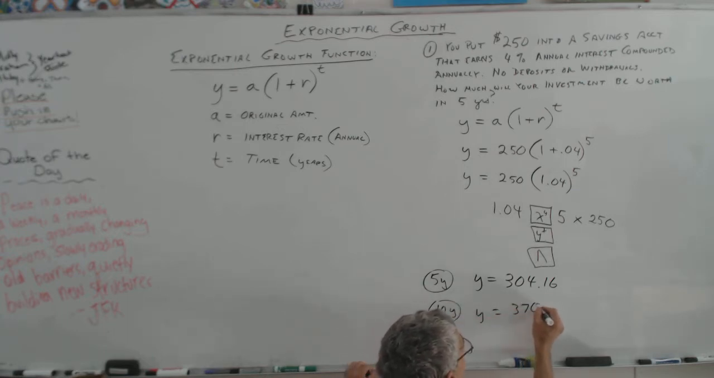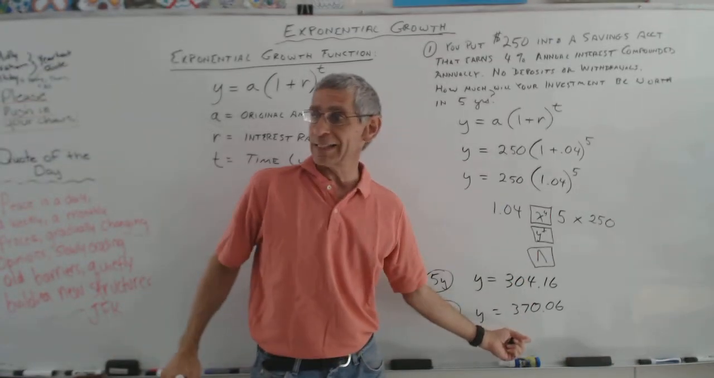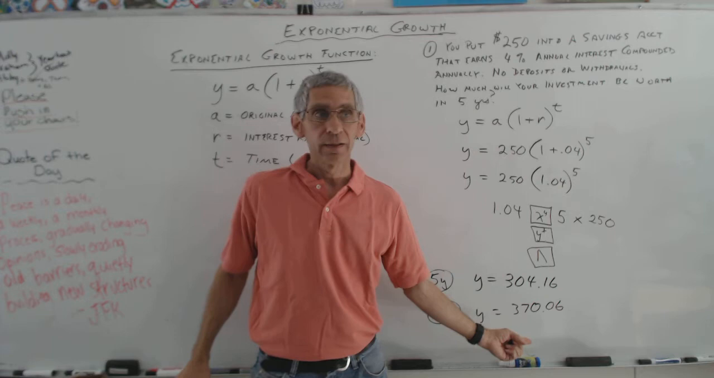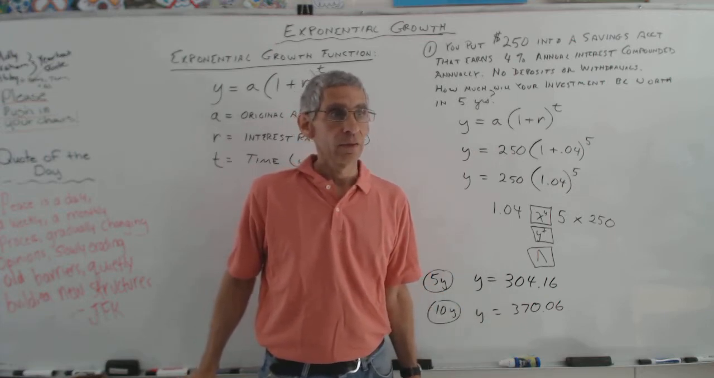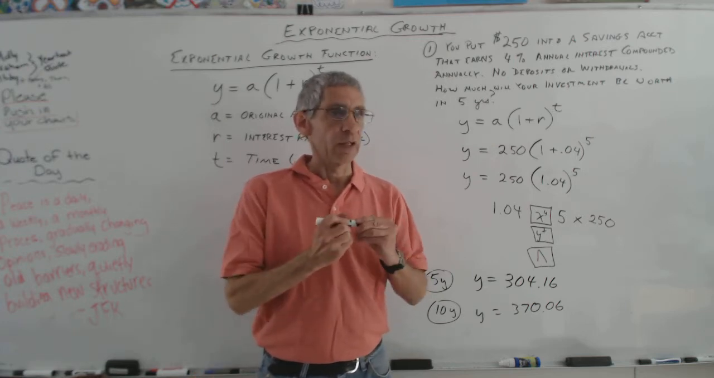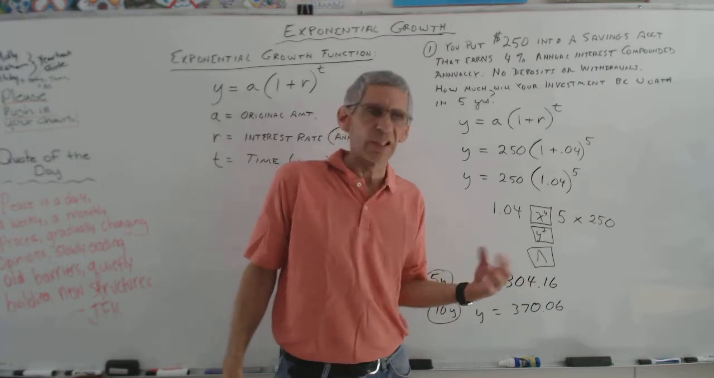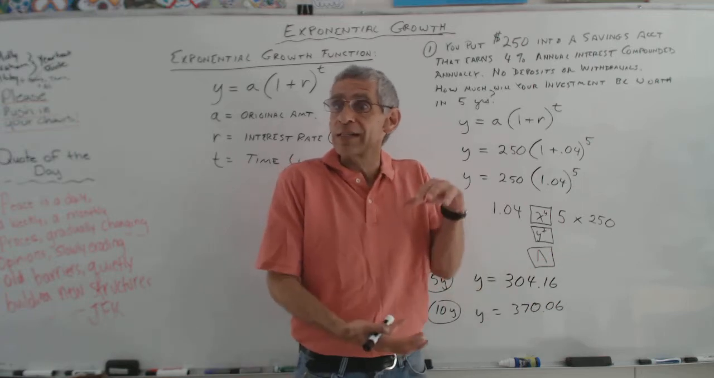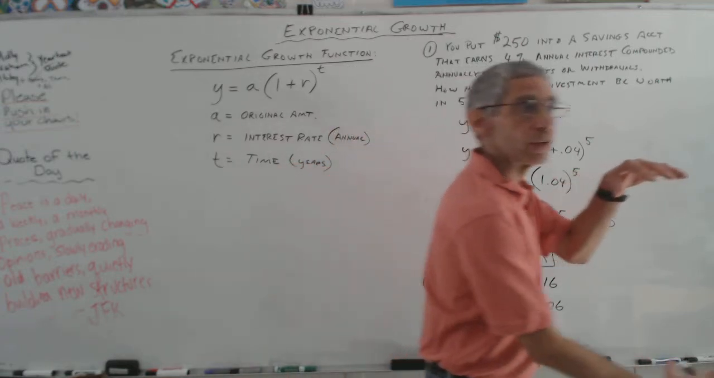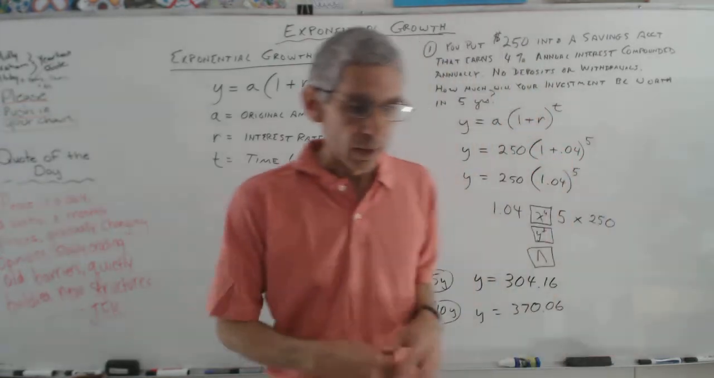370.06. Look, the second time, instead of $54, I made $66, right? In the second 5 years, I made $66 instead of just $54. And if we kept going, you'd start to see that increasing each time, right? Every 5 years, it's going to be substantially more. Eventually, it's going to be a lot of money, okay? So that's great. So that's it for today.